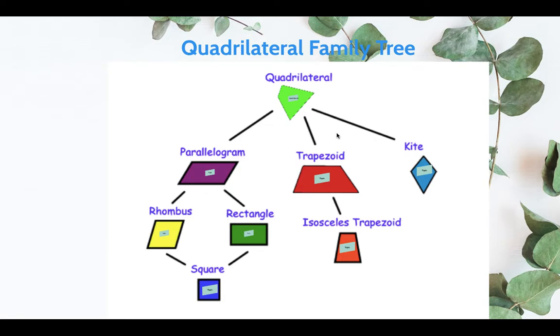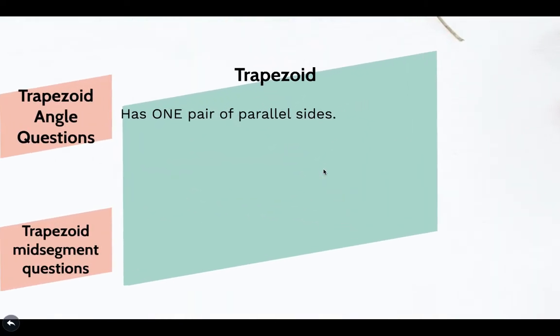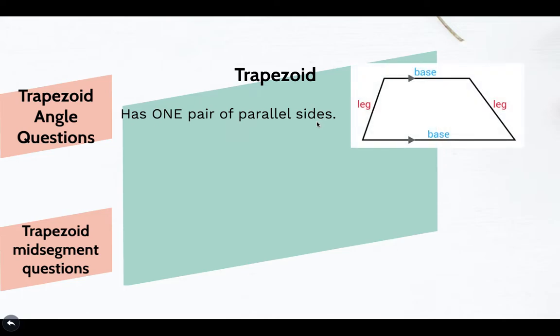So let's start with trapezoids. We know that it comes from a quadrilateral, so it has four sides. And we also know that it has one pair of parallel sides. So here's a diagram. We see that these two sides are parallel, and we call them bases. We would call this base 1, base 2. And we see that we have two non-parallel legs.